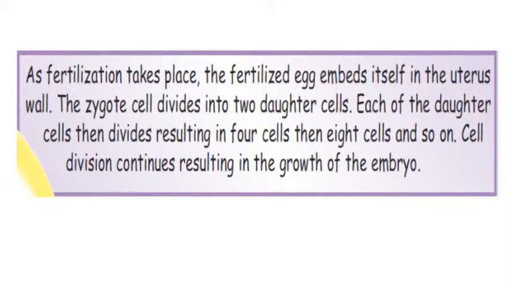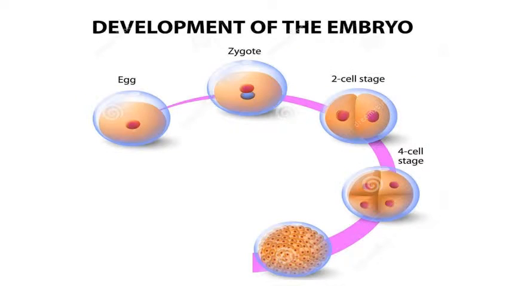After fertilization, the produced egg or zygote will embed or implant itself in the uterus. Then the zygote starts dividing many times. First it divides into 2, the 2 divides into 4, 4 divides into 8, 8 into 16, and so on. It keeps on doing this until a complete embryo is formed. This figure illustrates the development of the embryo. You have the egg cell or the ovum. Once it's fertilized, it changes to a zygote. Then the zygote starts dividing into 2, 2 into 4, and so on until a complete embryo is formed.